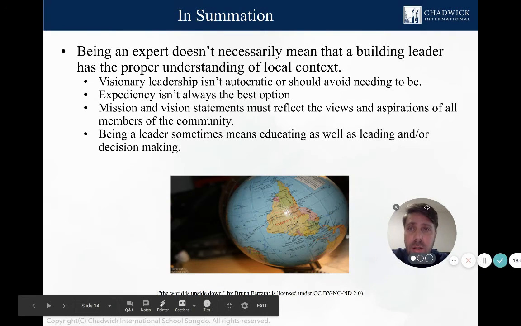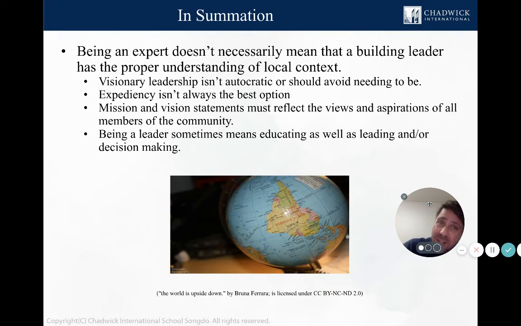So in summary, being an expert doesn't necessarily mean that a building leader has the proper understanding of local context. I've seen that on many occasions, where a very well-qualified, intelligent person comes in and really doesn't understand the local context of people in Korea or in Thailand or in the United Arab Emirates. Sometimes it's important for a building leader to not take action immediately, to sit back and really gauge the understanding of the local context.